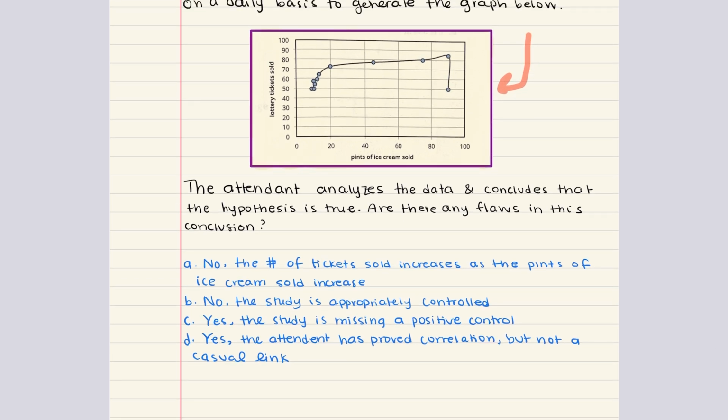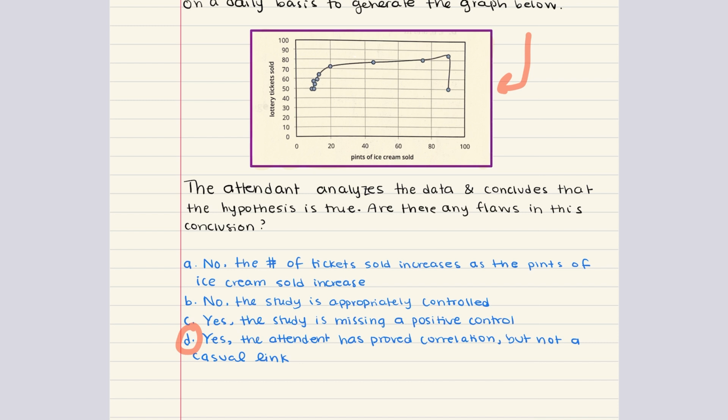A says no, the number of tickets sold increases as the pints of ice cream sold increase. B says no, the study is appropriately controlled. C says yes, the study is missing a positive control. And D says yes, the attendant has proved correlation, but not a causal link. Now, the correct answer for this problem is D, because the attendant has demonstrated a correlation, but failed to establish a causal link.